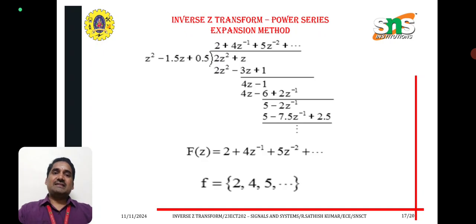Now another method, z square minus 1.5 z plus 0.5. There we get 2 z square plus z. Therefore we can get z square into 2 z square minus 3z plus 1. 2z square gets cancelled. Therefore 3z plus z, 4z minus 1. Therefore again multiplied with 4z inverse, we can get 4z minus 6 plus 2z inverse. 4z gets cancelled. 5 minus 2z inverse. Again multiplied with 5 into z power minus 2, 5 minus 7.5 z inverse plus 2.5. Therefore, f of z is equal to 2 plus 4 z inverse plus 5 z power minus 2. F is equal to 2, 4, 5.